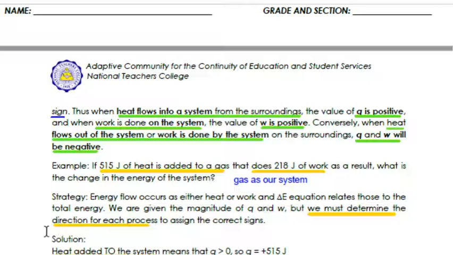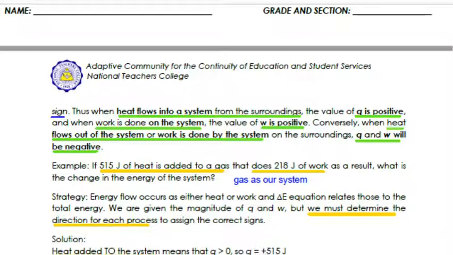So, this is the strategy I am pertaining to the module assessment. We must determine the direction of each process. So, this is the direction. Heat is added to a gas, thus 218 of work. Heat added to the system means Q is positive. Work done by the system means negative value.